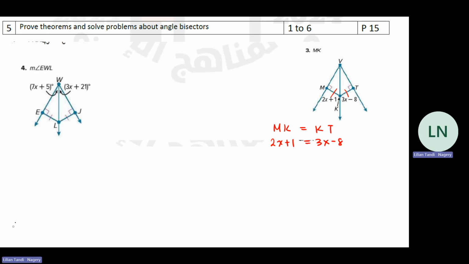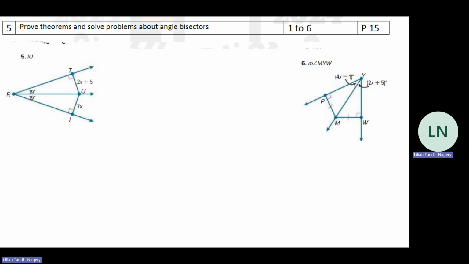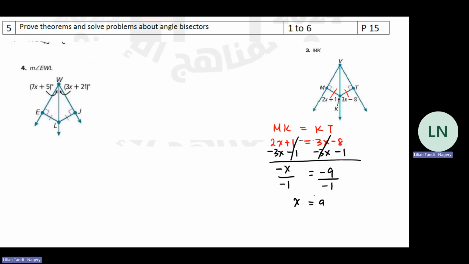Okay, so let's solve. Minus 3x, minus 3x, minus 1, minus 1. This goes away. This gives me negative x. This goes away. This gives me negative 9. Now I want x. My x is negative, so I will remove the negative by dividing by negative 1. x is 9. But I don't want x. I want MK. The question told me to find MK. So I will find MK over here. MK equals 2.